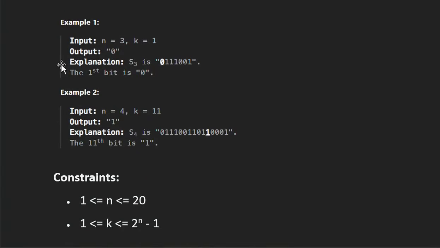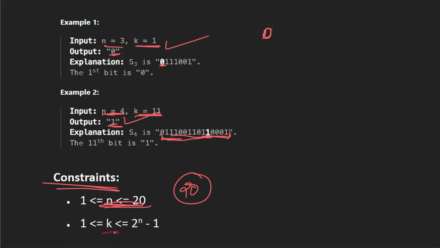So let's see the examples. In the first example, we are given n is equal to 3 and k is equal to 1. We know the first character is always 0, so we'll be returning 0 directly. Then n is equal to 4 and k is equal to 11. So S4 is this string, and the 11th character is 1, so we return 1. If we see the constraints, then n can be up to 20 and k can be up to 2^n minus 1, right?